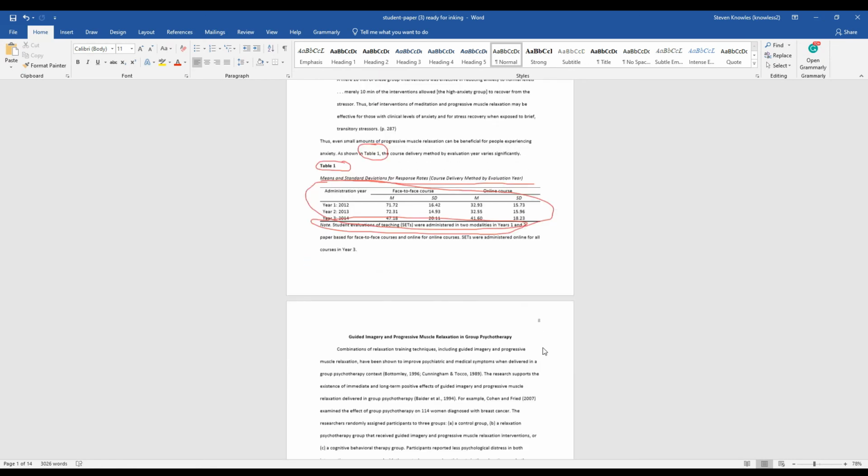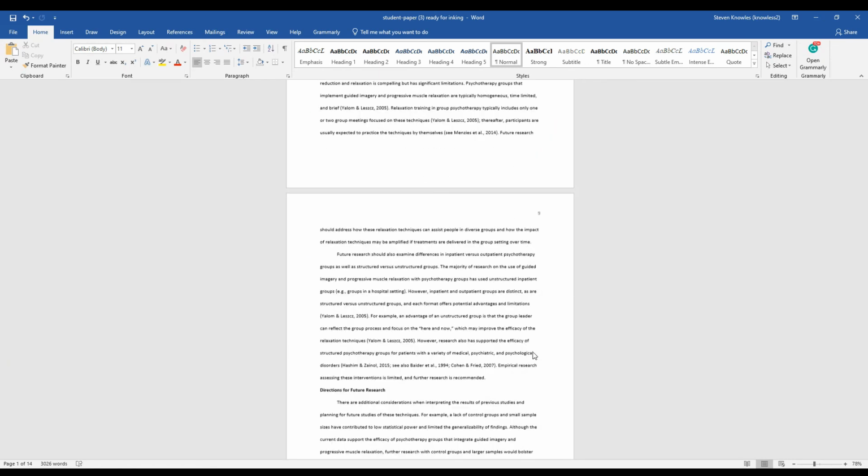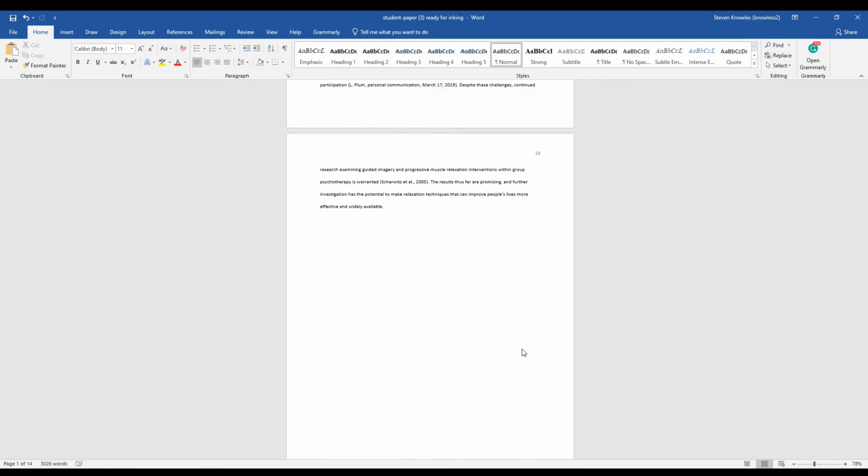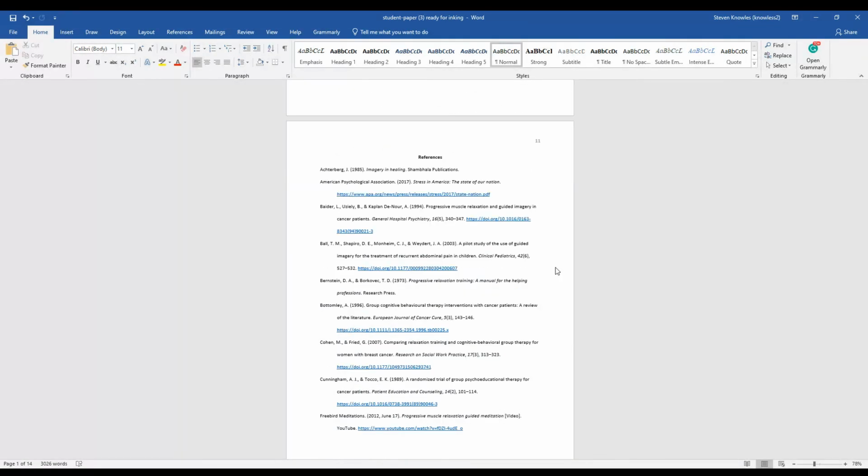And finally, the reference page. The reference page is on its own page. It is titled References in bold, and all of the references are in hanging indent format.